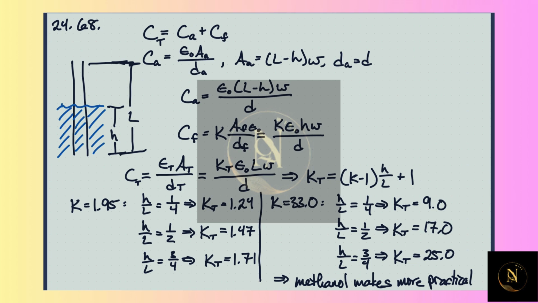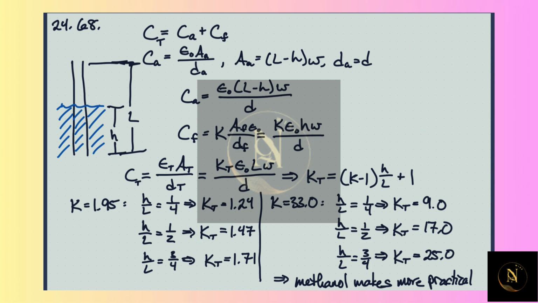Now for the part that is submerged in the fuel, we have the dielectric constant of the fuel, the cross-sectional area of the plate that's submerged in the fuel, the permittivity of free space, and the distance, which is also d. So the area A_F is just W times H.